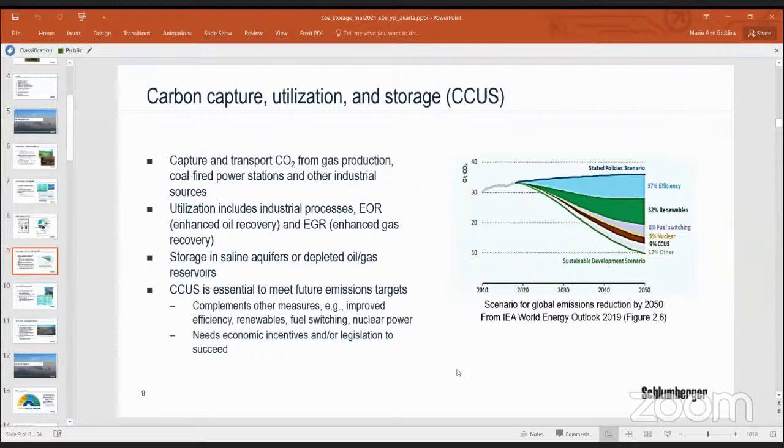Although on the plot the potential reduction due to CCUS is shown as being around 9%, this is still quite a significant effect. It's really essential to have CCUS in the process in order to meet the real hard targets that are being imposed for the future. Of course, it needs economic incentives or legislation for people to have a reason for using carbon capture and storage.